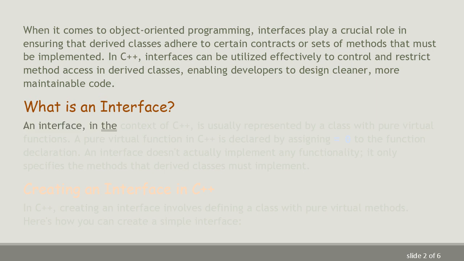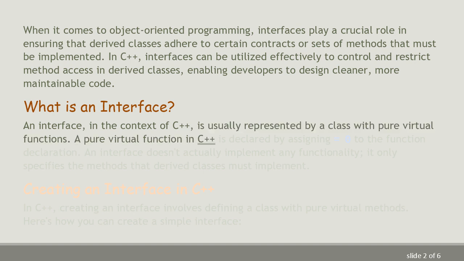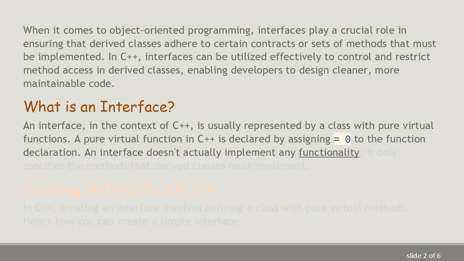An interface, in the context of C++, is usually represented by a class with pure virtual functions. A pure virtual function in C++ is declared by assigning equals 0 to the function declaration. An interface doesn't actually implement any functionality, it only specifies the methods that derived classes must implement.